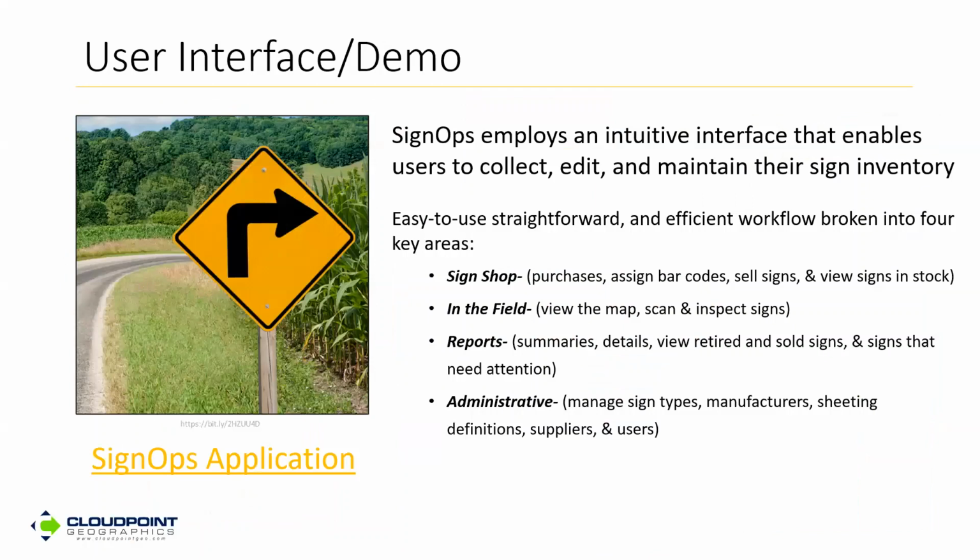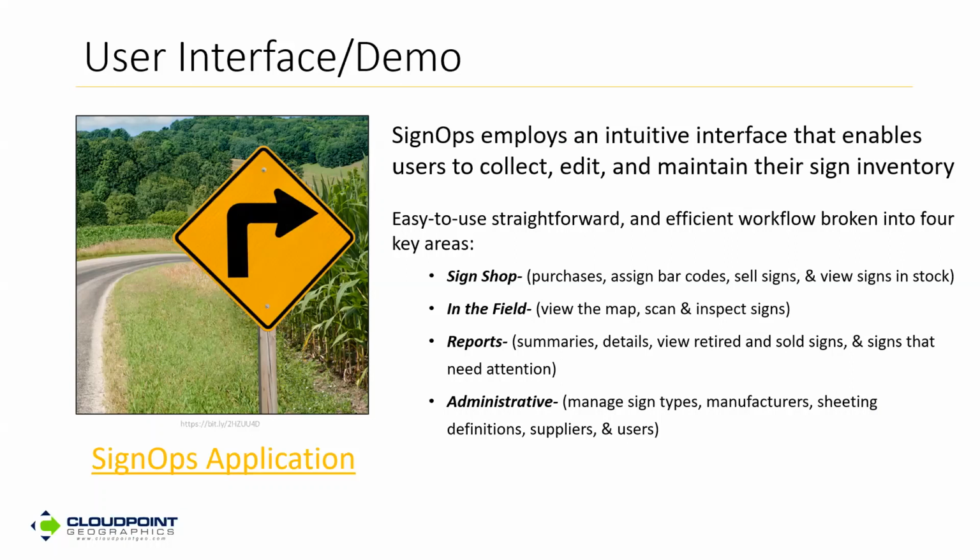So a little bit about the user interface, which we'll be able to see in just a moment. SignOps employs an intuitive interface that enables users to collect, edit, and maintain their sign inventory. And essentially, we've broken down this user interface into 4 different workflows based upon what you're looking to accomplish. For the sign shop, think of this as kind of the prep for the data maintenance. So here we can enter our purchases, we can assign barcodes to our signs, we can sell our signs, and view all the signs that we have currently in stock.